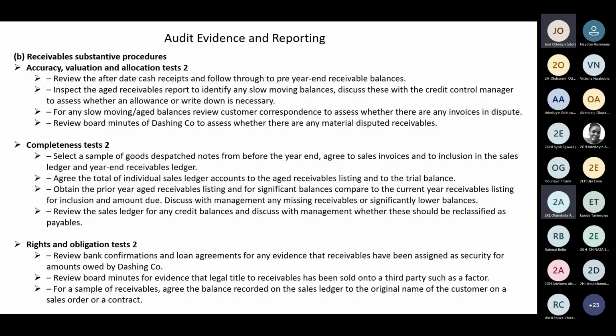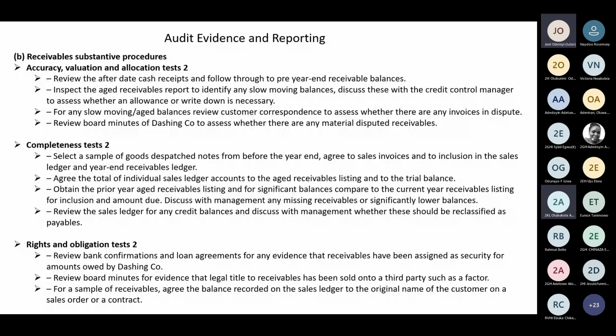And for completeness, you can select a sample of goods dispatch notes from before the year end, agree to sales invoices and to inclusion in the sales ledger and year end receivables ledger. Okay. So we already established the relationship between the sales and receivables ledger. So now if you dispatch goods at year end, from the moment the company dispatches the goods and the customer acknowledges the goods, the company is already entitled to the receivable, right? So you can look at the sample of sales dispatch from the year end, agree that there's a sales invoice and their inclusion in the sales ledger and receivables ledger. So that will help you confirm completeness.